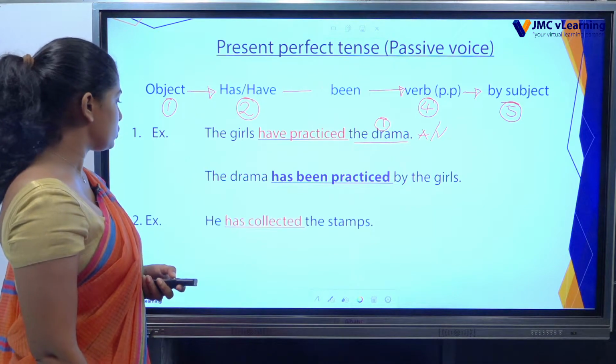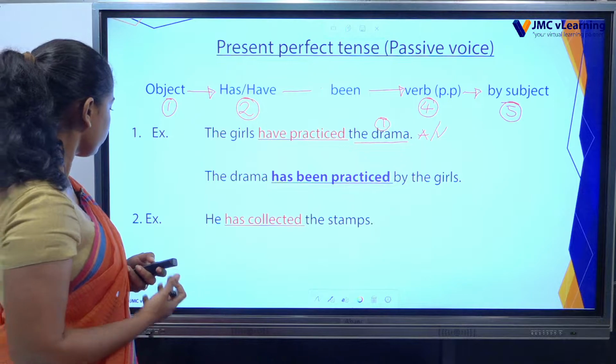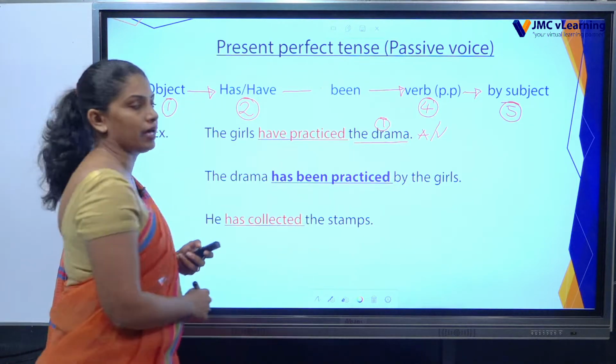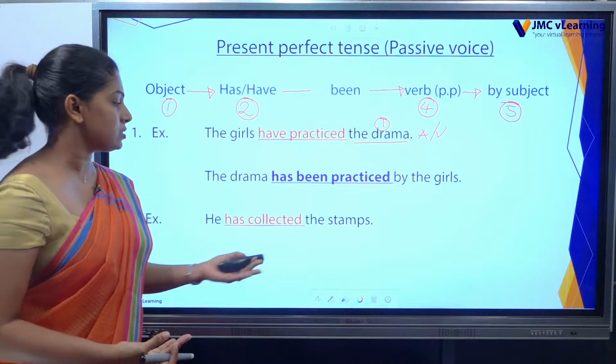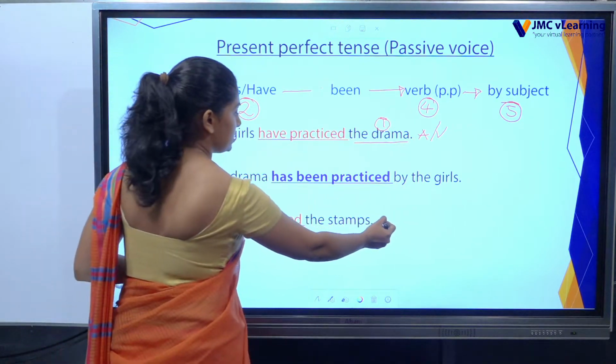Right. Let us move to another example that we have already learned in the active voice part. He has collected the stamps. What has he collected? The stamps. So, what is the object? This is the object.